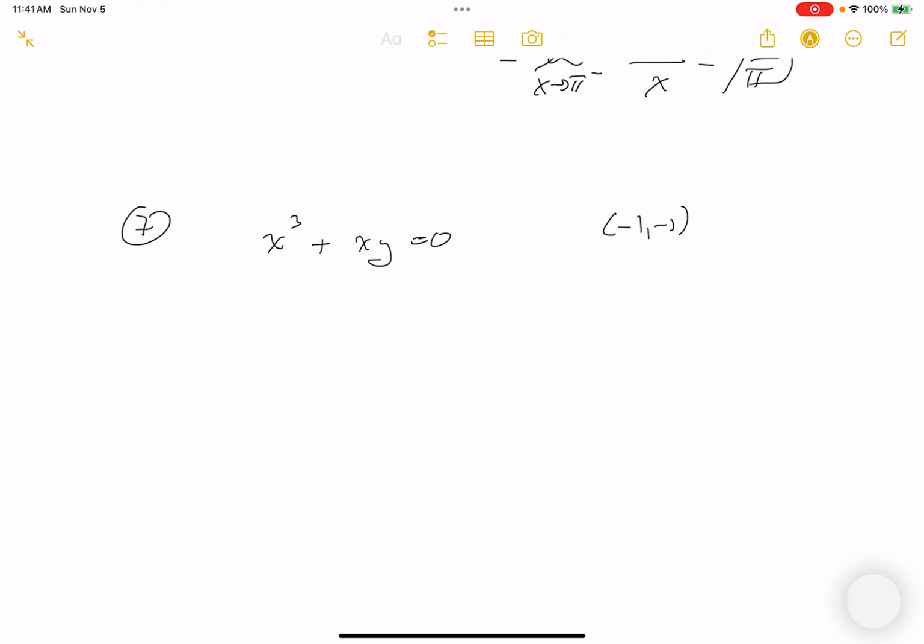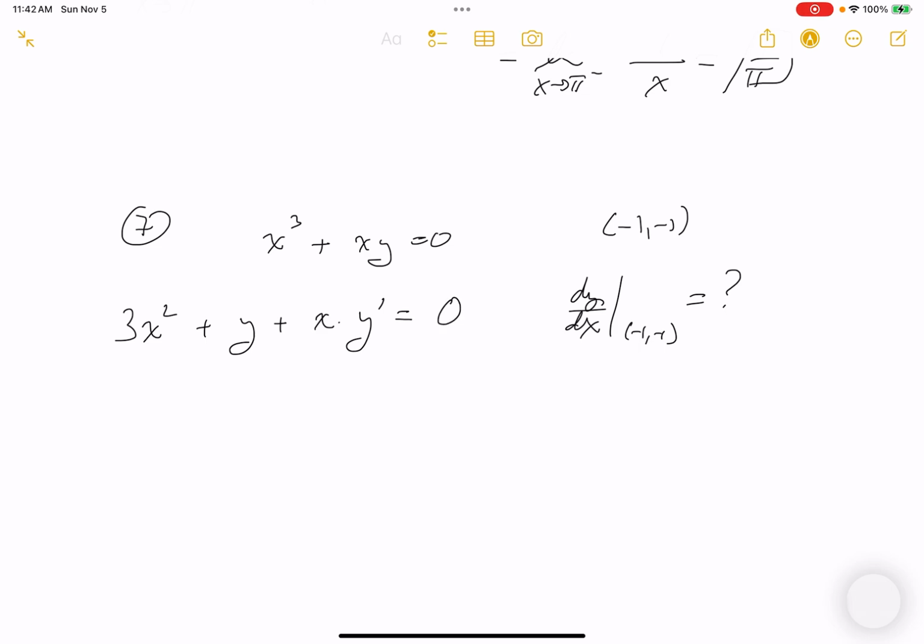What do they want to know? They want to know dy/dx at that given point, minus 1, minus 1. I don't know that. Let's go through that. Implicit differentiation: 3x squared plus, well, the derivative of x is 1, so 1 times y plus x times the derivative of y, which is y prime. The derivative is 0.